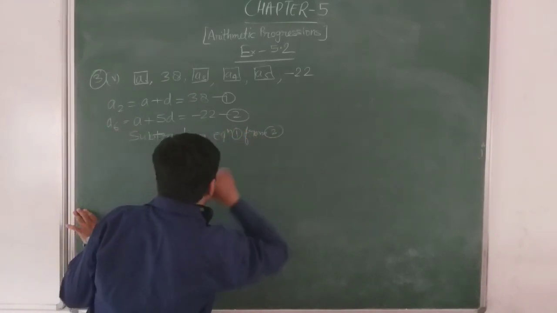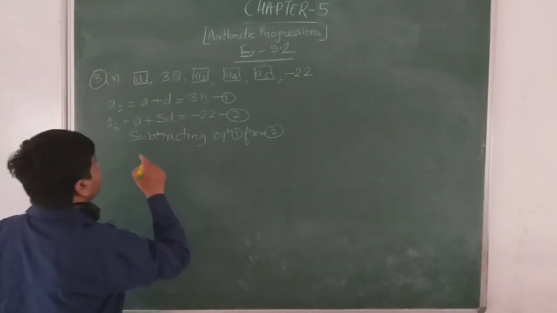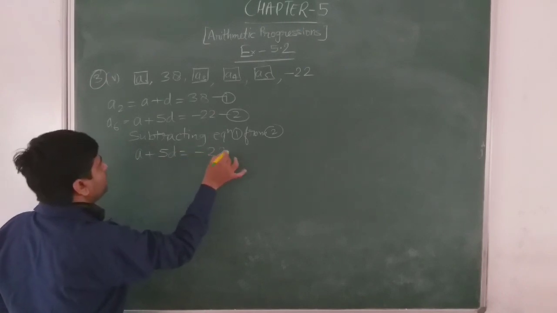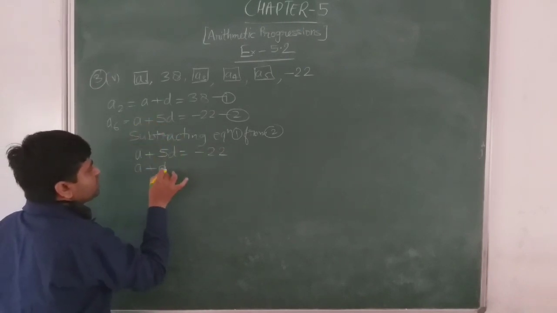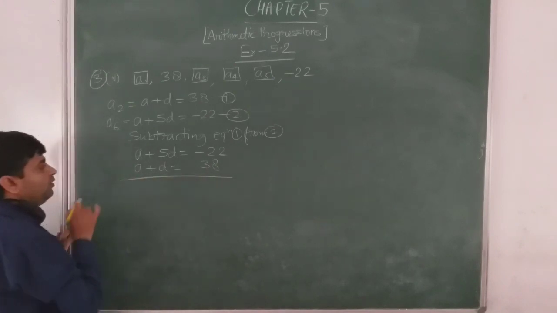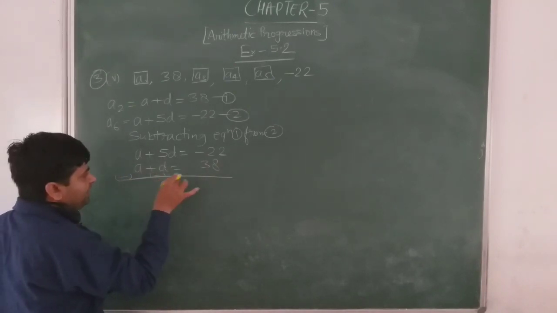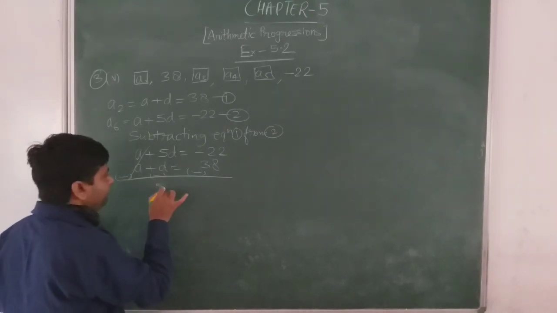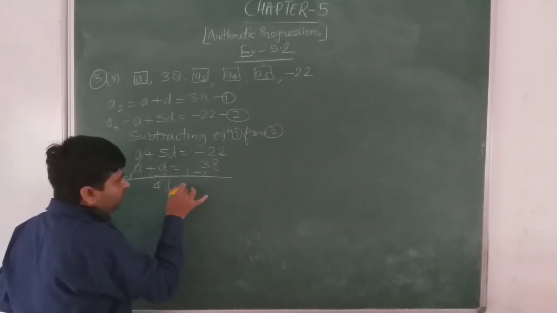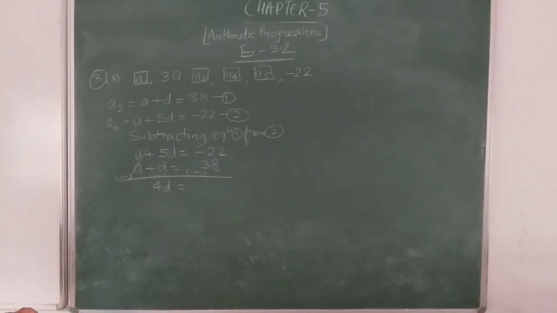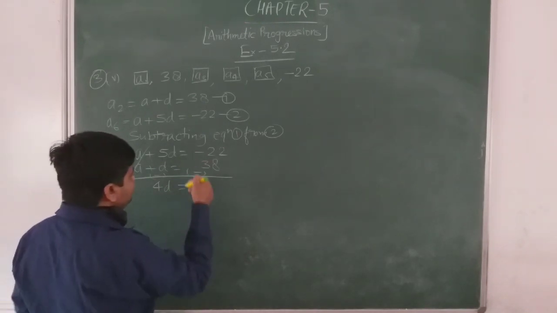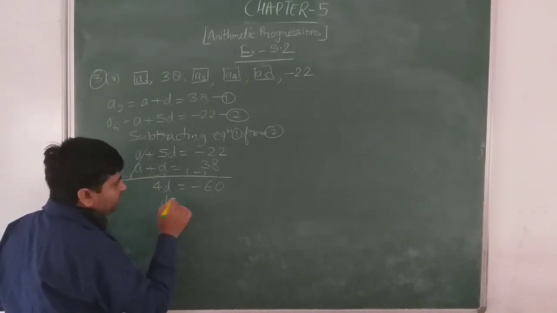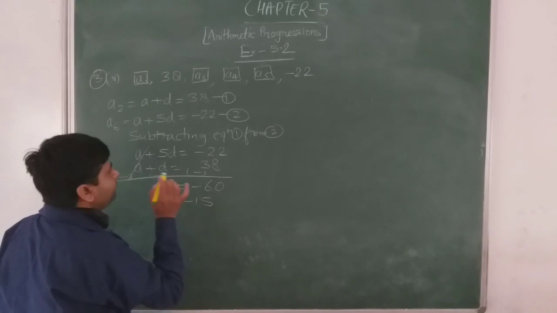Second mein se first ko minus kar denge, kisi mein se kisi ko minus kar sakte hain, no problem. So second equation is a plus 5d equals to -22. First is a plus d equals to 38. Now changing the sign, minus, minus and minus. A cancelled. 5d minus d that is 4d. 4d equals to -22 and -38, both the same sign, so they are added, -60. 4 goes to divide, so d equals to -60 upon 4, so it will be -15.